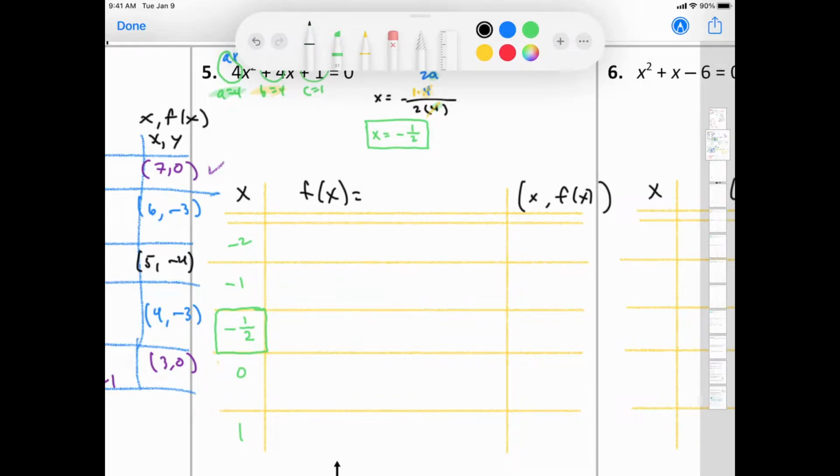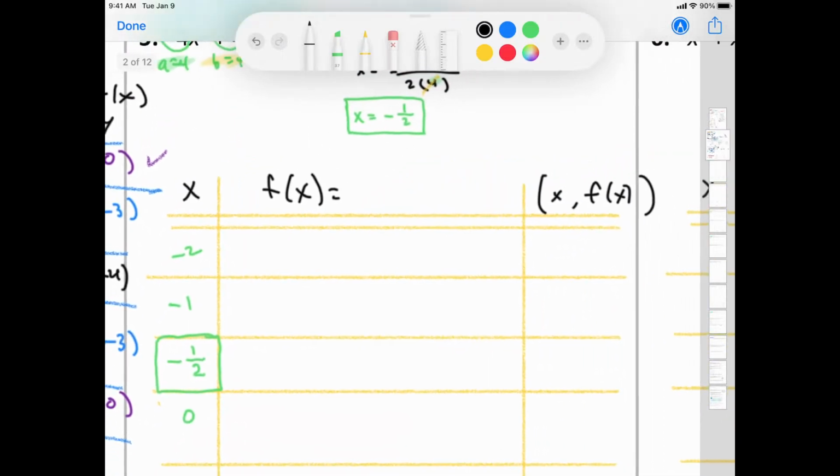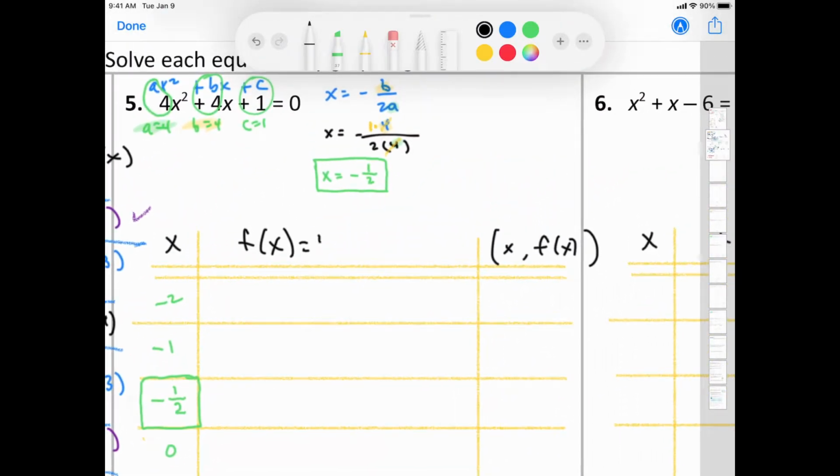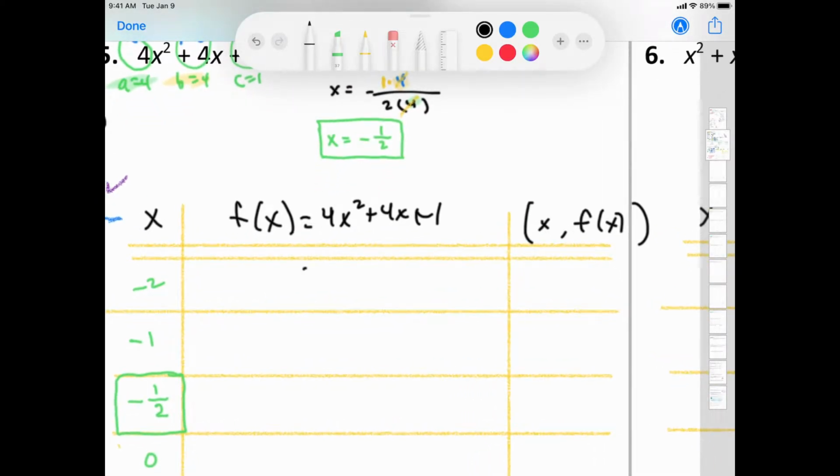Okay, let's go ahead and compute a table of values. And so this problem is 4x squared plus 4x plus 1. And so every time I see an x, we're going to put in a negative 2. Wow, that was messy. Plus 1. Okay, here is my negative 2. And let's just go ahead and simplify that.